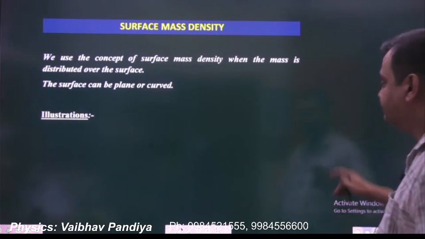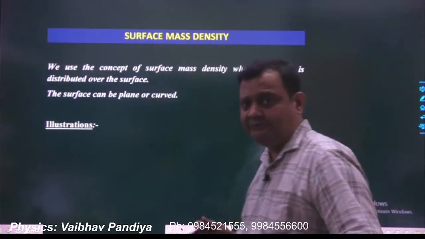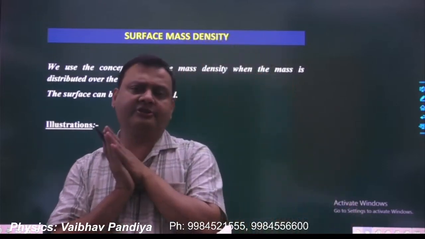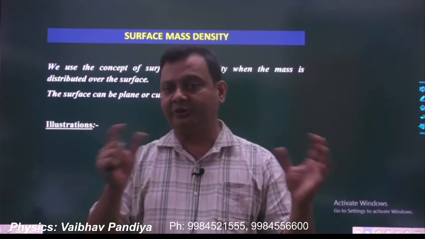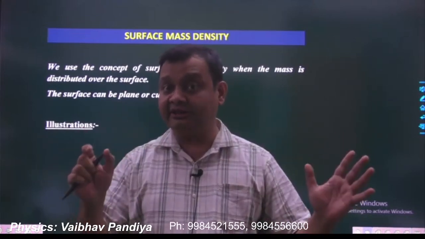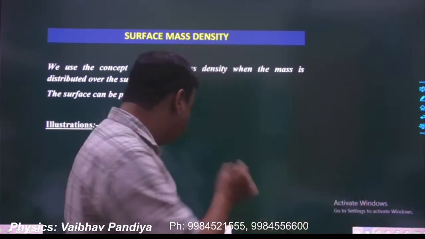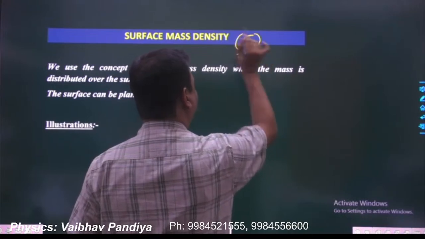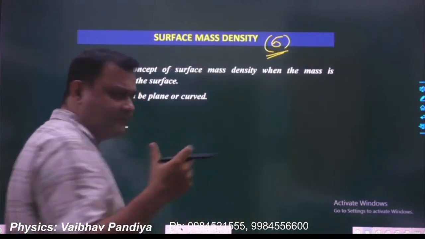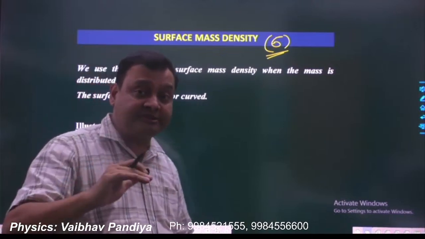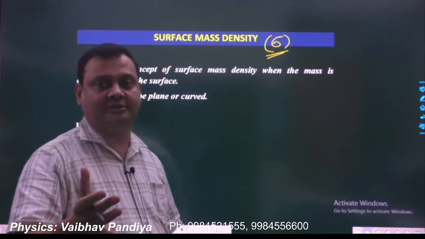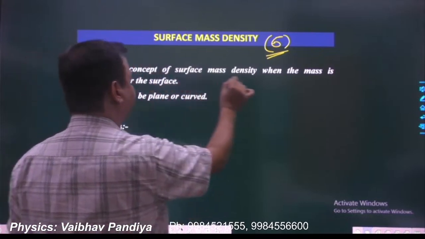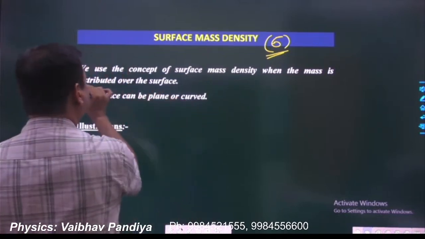First of all, let's see what the meaning of surface mass density is and when we use the concept of surface mass density. In the previous two lectures, you have seen that when the mass is distributed over any length, we use the concept of linear mass density lambda. The surface mass density is denoted by the Greek symbol sigma. This is the symbol of surface mass density. And we use the concept of surface mass density when the mass is distributed over a surface.